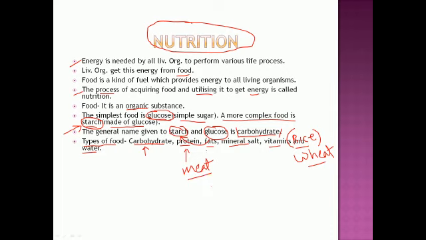Now let's come to our next food. It is called fat. Now fat is basically a very simple thing, don't get confused. Fat means oil. So from where do we get fat? We get fat by eating oily things.